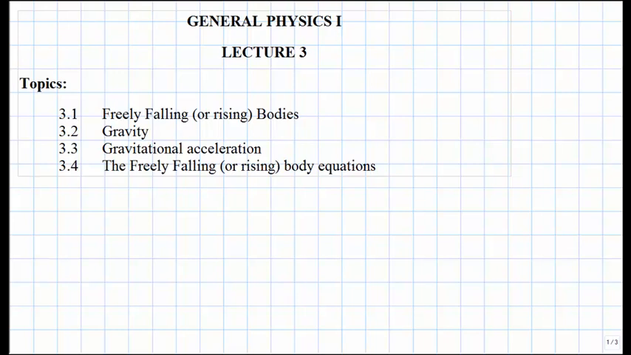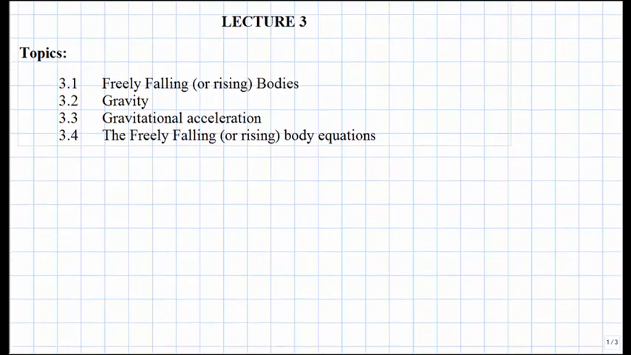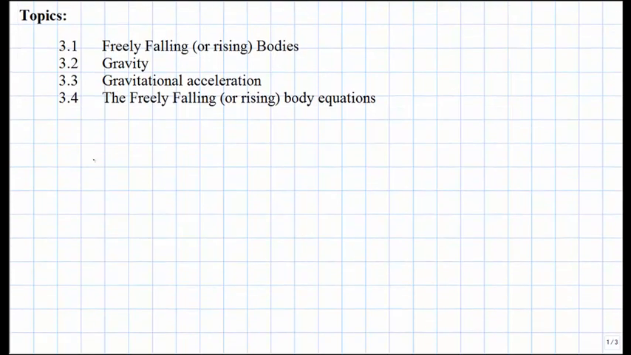Welcome everyone. During this lecture we will explore the following topics, including the definition of a freely falling or rising body. We'll introduce gravity, gravitational acceleration, and finally we'll derive the freely falling or rising body equations. So what is a freely falling or rising body?